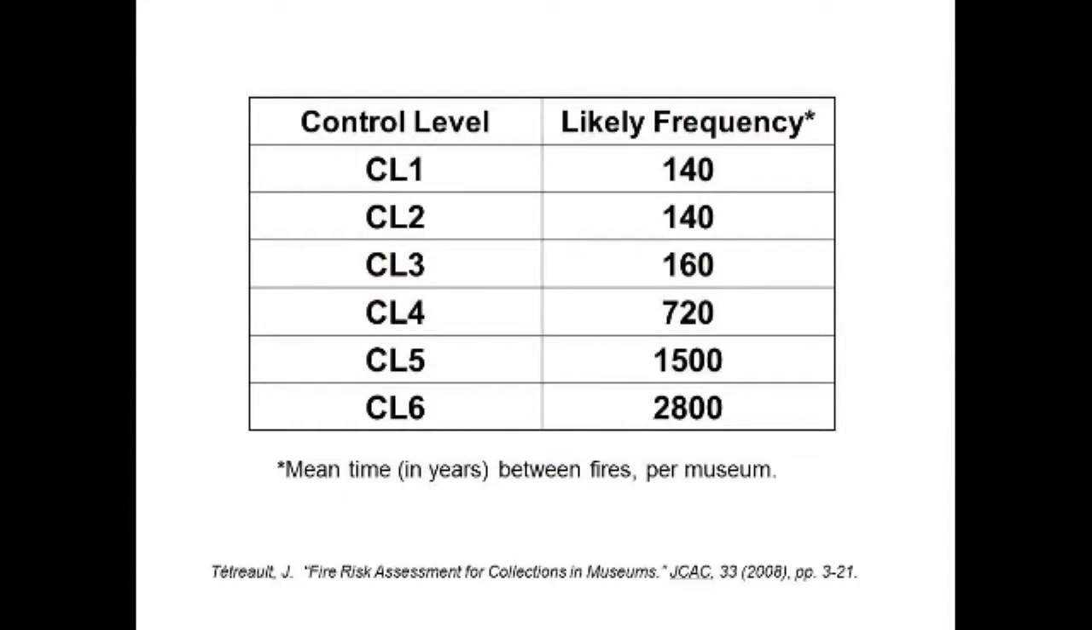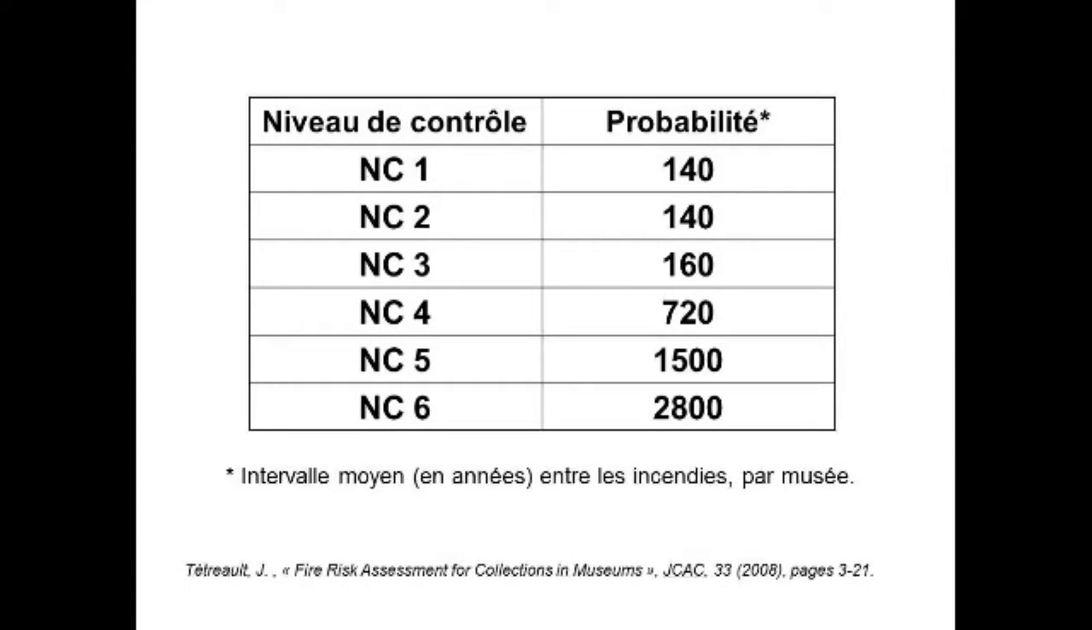In his paper, he shows how the control levels are associated with a likely frequency for fire. So if your institution worked out this chart and said, we're at control level 1, then it's very probable that you will see a fire of some size approximately every 140 years. And it can go up to, based on this model, if you have all the protection measures in place, a control level 6, the estimate working with a fire expert is that it's going to be on the order of 2,800 years that you have a fire of any size. So you can get very good control and really reduce the chance of having any kind of fire.